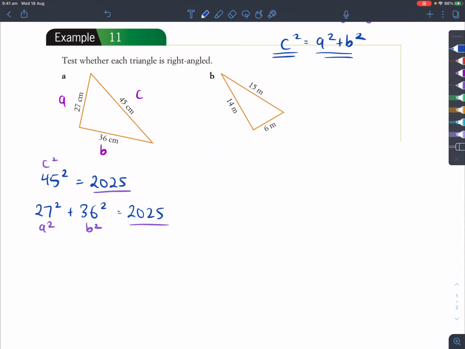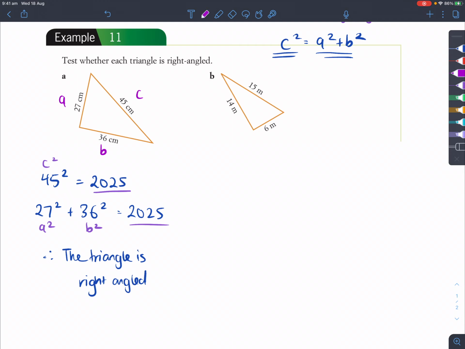So that means we can say that since the Pythagoras theorem works on these triangles, then this angle here, between the shorter sides or opposite the hypotenuse, has to be a right angle. So we can say, therefore, the triangle is right-angled.